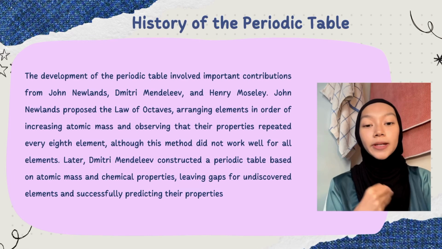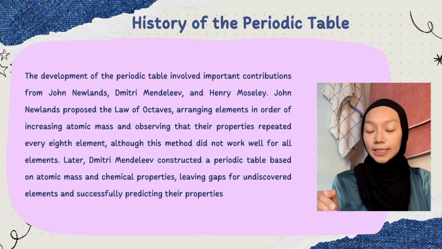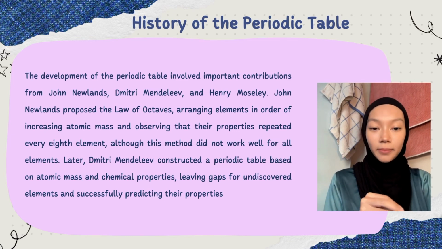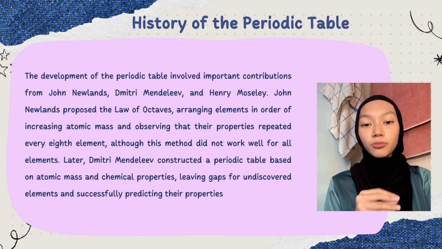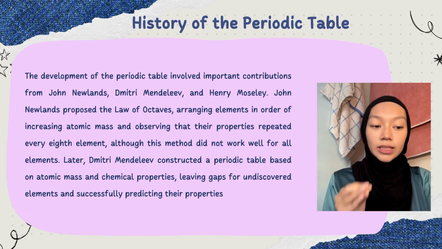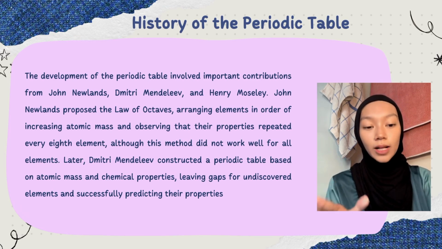The history of the periodic table began with John Newlands, who introduced the law of octaves. By arranging elements in increasing atomic mass and noticing that their properties repeated every 8 elements, similar to musical notes. However, this arrangement was not suitable for all elements.